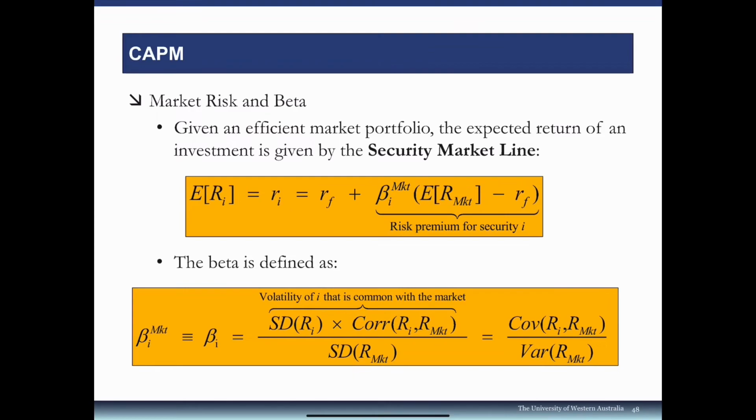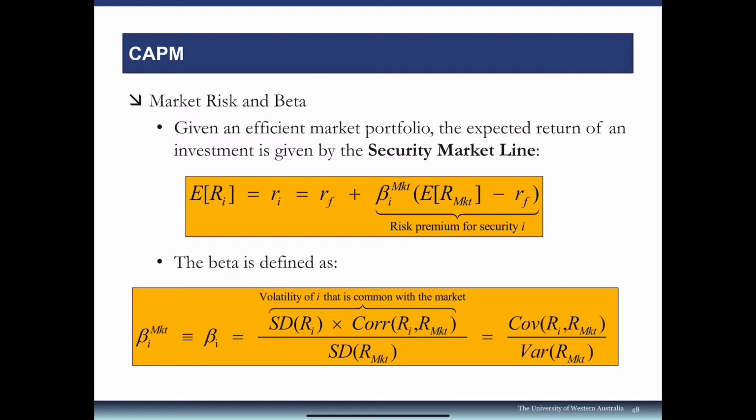So CAPM, market risk and beta. Given an efficient market portfolio, the expected return of an investment is given by the security market line, which I will show you the graph for now. Here, the expected return of I equals RF plus the beta of I with the market, times the expected return of the market minus RF. The beta is defined as the covariance of I with the market divided by the variance of the market.